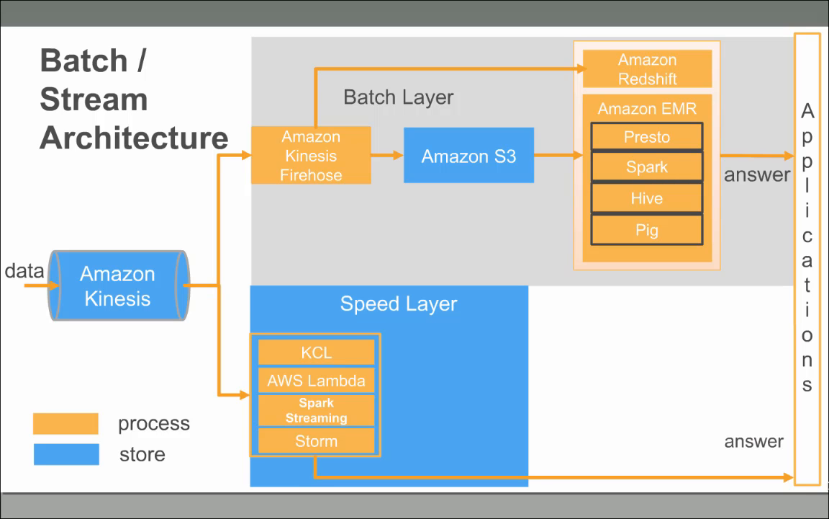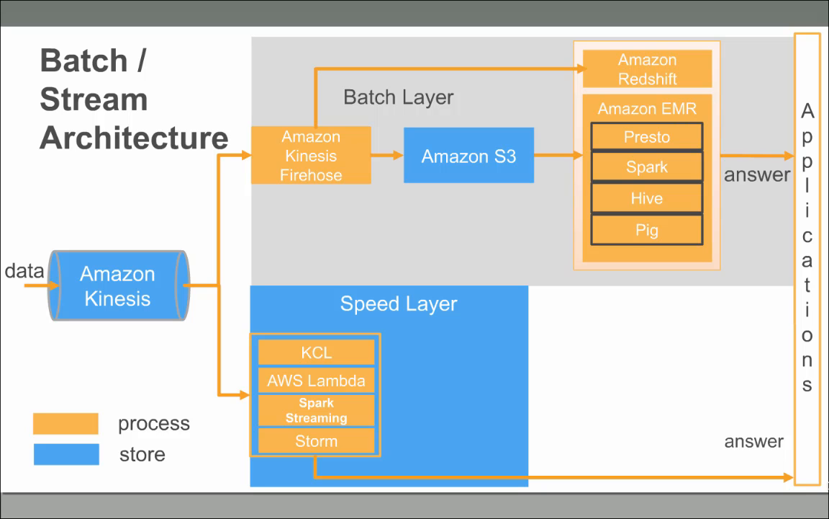While Firehose is loading data into S3 and Redshift, you can leverage the Kinesis Client Library, or KCL, AWS Lambda, which is very different from the Lambda architecture, Spark Streaming, and Storm to build your speed layer. This is the layer that can provide real-time insights into your data and allow you to respond to questions like, which ad will be most appealing to this user based on click history? Note that this is something that's happening while the user is using the site. It's not historical so much as actionable.